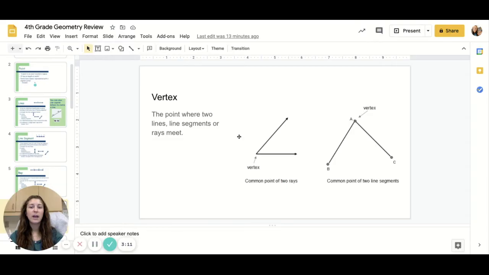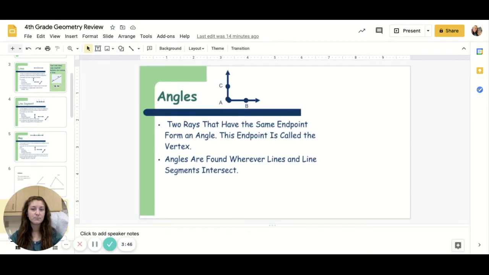The next term we have is a vertex, and a vertex is the point where two lines or line segments or rays meet. You can probably take your hands and do like this, and we would create what an angle would be. Right here where the two pieces join together, that would be our vertex. You can see it has the vertex pointed out right here, and it also has the vertex pointed out right here on point A as well. You are going to need to know this word, especially for 6th grade next year, so remember what a vertex is.